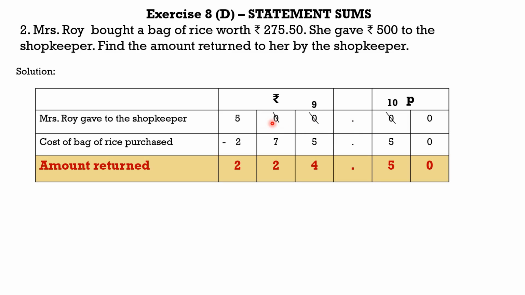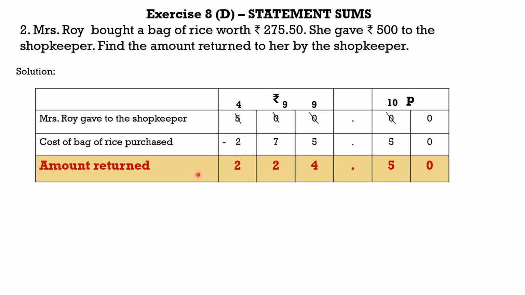Again, the next number is 0, so that will become 9. And we borrowed from the next number, that is 5, so 5 will become 4. So now 10 minus 5 is 5, 9 minus 5 is 4, 9 minus 7 is 2, and 4 minus 2 is 2.